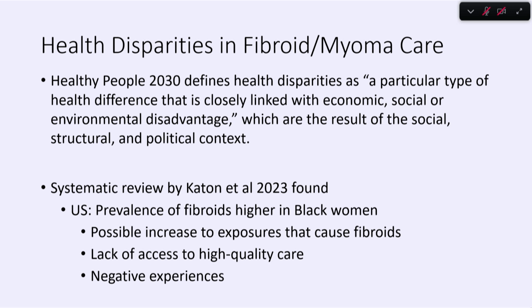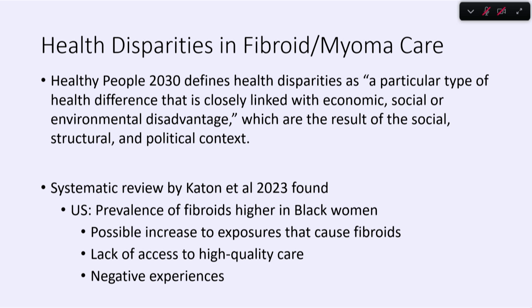And a little bit on, just going to finish up with health disparities in fibroid and myoma care. Healthy People 2030 from the Department of Health and Human Services defines health disparities as a particular type of health difference that's closely linked with economic, social, or environmental disadvantages, which are the result of the social, structural, and political context.